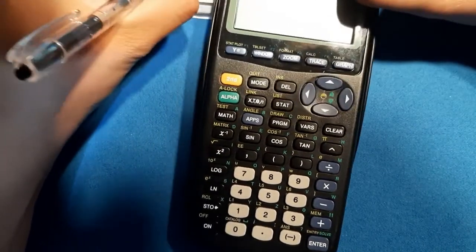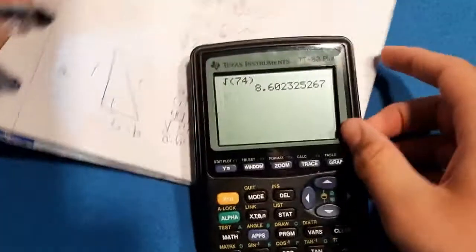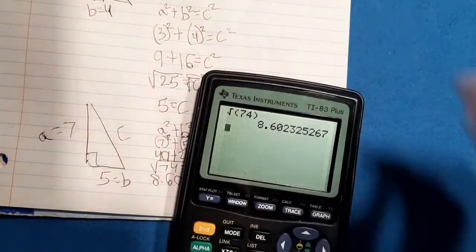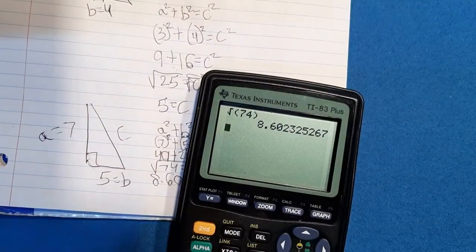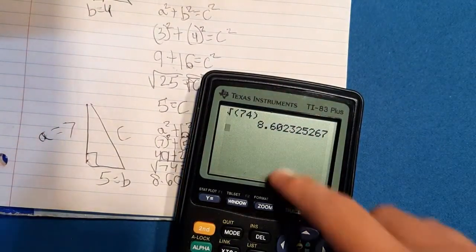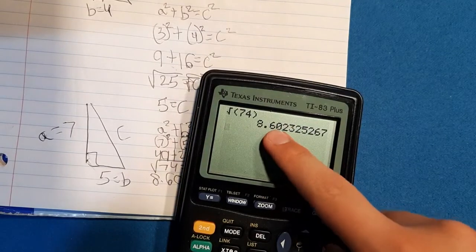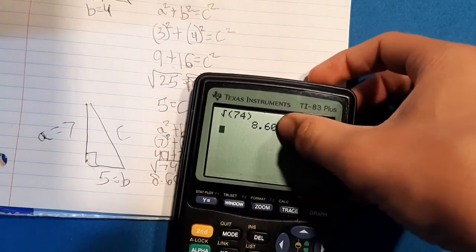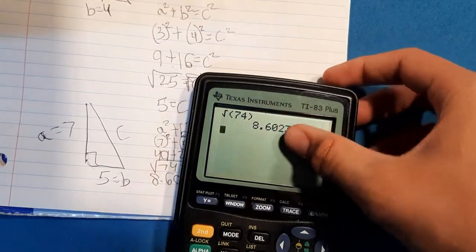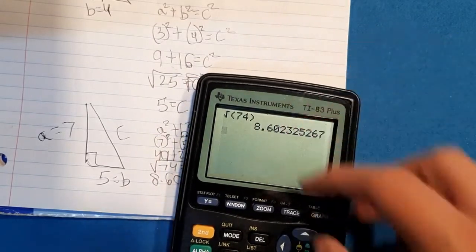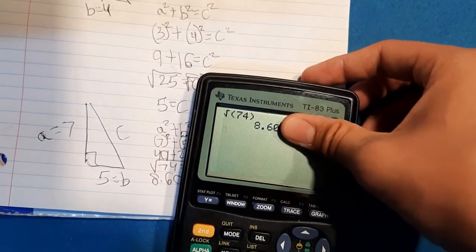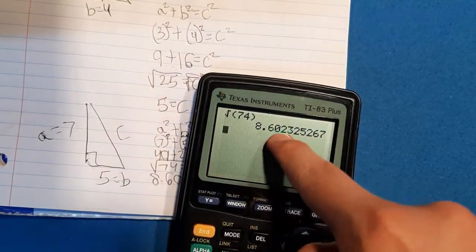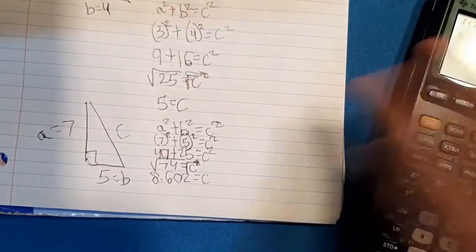8.602 equals C. Now here's the thing, okay? Make sure when you're looking at the question that you know what it wants you to round to. So if it says round to the nearest 10th, 8.6. Round to the nearest 100th, 8.60. Round to the nearest 1,000th, 8.602. Most of the time it's going to be the 100th for sides and stuff. So 8.60 in this case. Make sure if it rounds up, to add 1 here. If it's 5 or higher, then it rounds up.